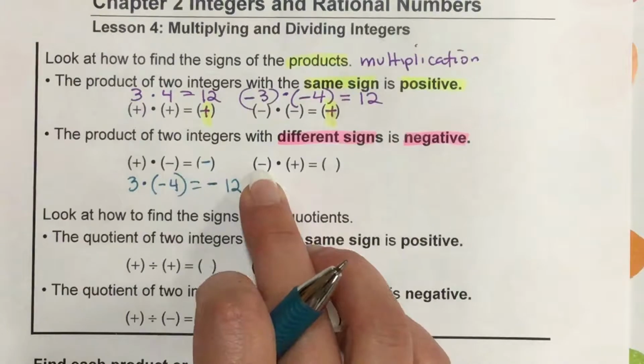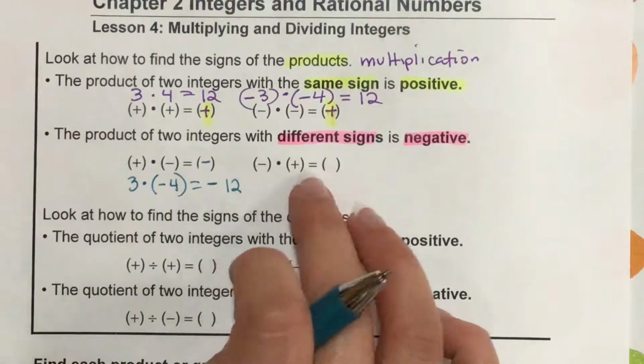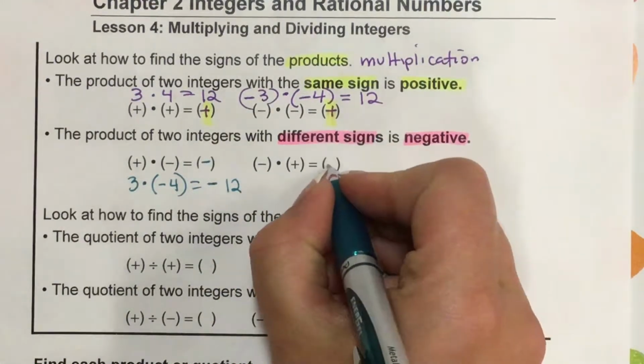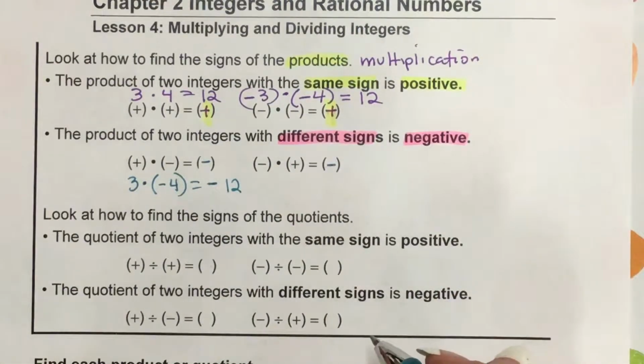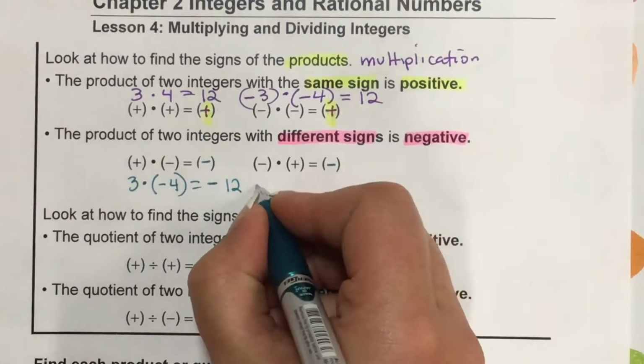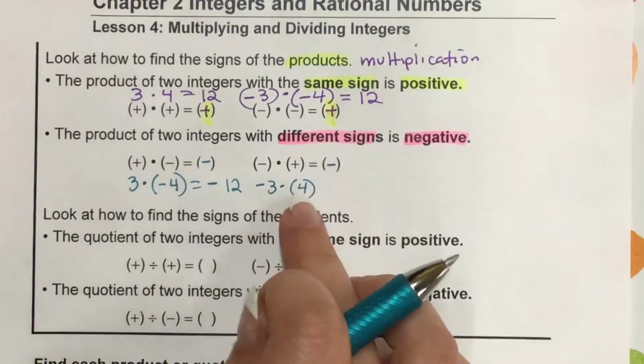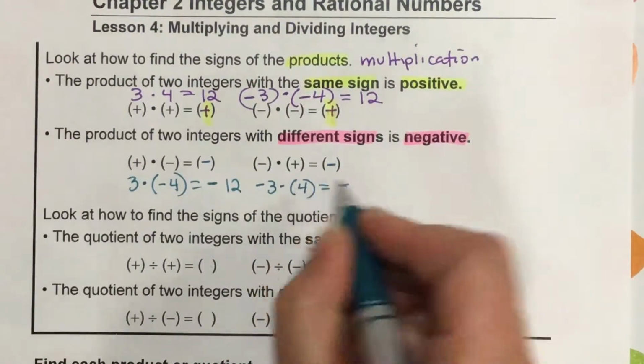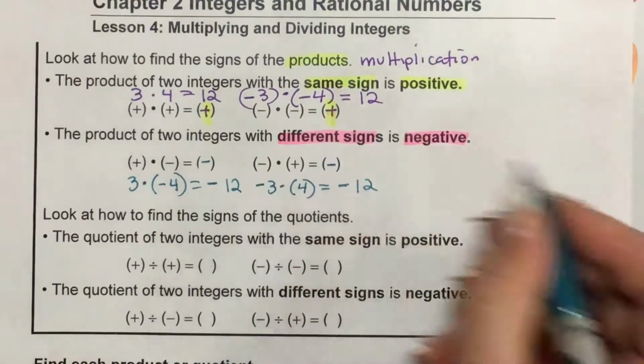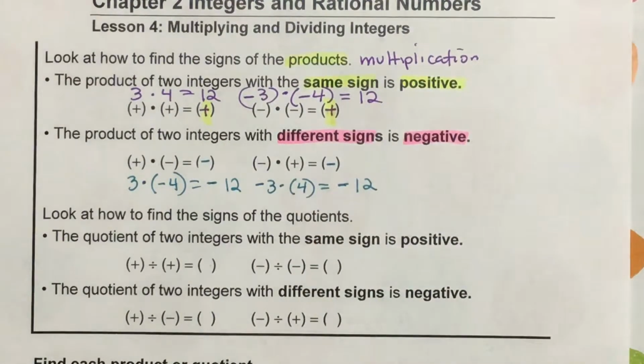Or if you have a negative times a positive, the signs are different. It's multiplication. Your answer is going to be negative. So if we had like a -3 times a +4, a negative times a positive is always a negative, and 3 times 4 would be 12. So that's how you figure that out. So that is how you do multiplication.